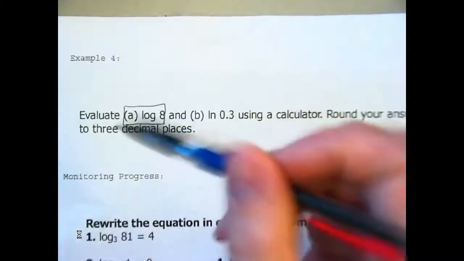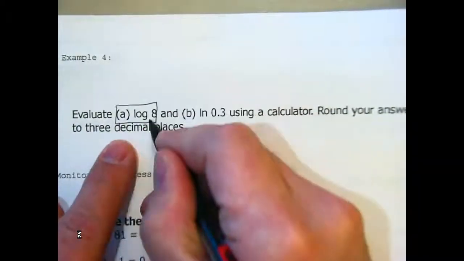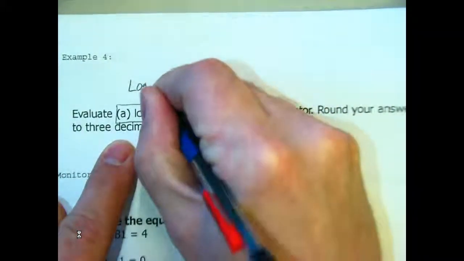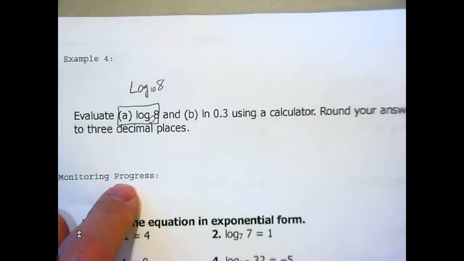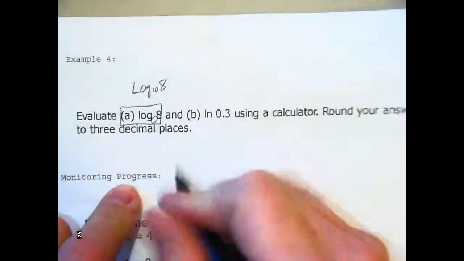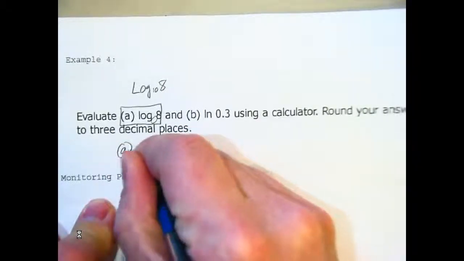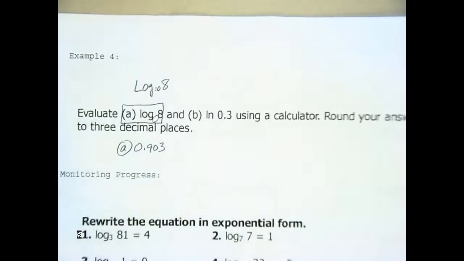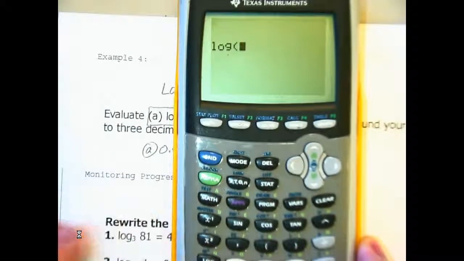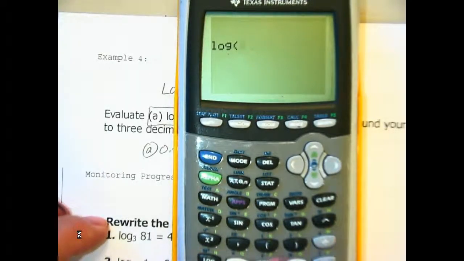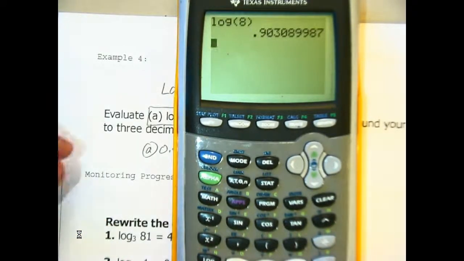Just to remember, log, if there is not a base shown, it is base 10. Another way of thinking of that is log base 10 of 8. You won't see that, but that's what that means. Which means if you were to put that into your calculator, you should have got 0.903. On a graphing calculator, base 10, you could be using this button right here. You hit log, and then you put in 8. I always close my parentheses and there we got it.